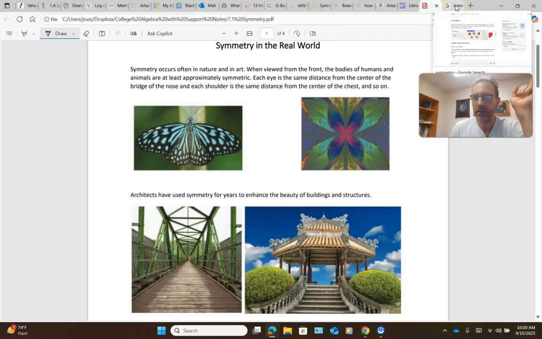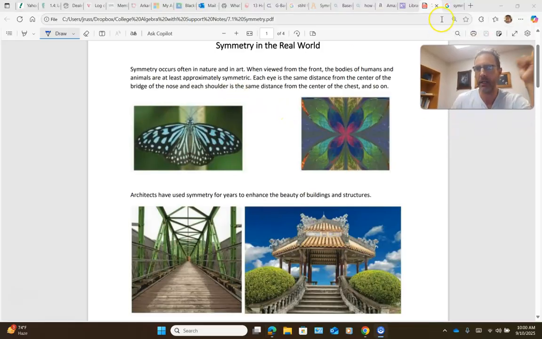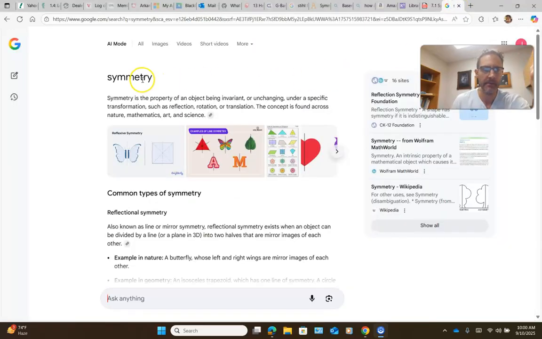But I wanted to look up just a general definition of symmetry, and then we're going to look at a more mathematical definition. And really, symmetry, guys, in my opinion, can really only be defined mathematically. And I'll tell you why here in a minute. So I looked up on Google's AI-enhanced search here, and it says symmetry is the property of an object being invariant or unchanging under a specific transformation, such as a reflection, rotation, or translation.